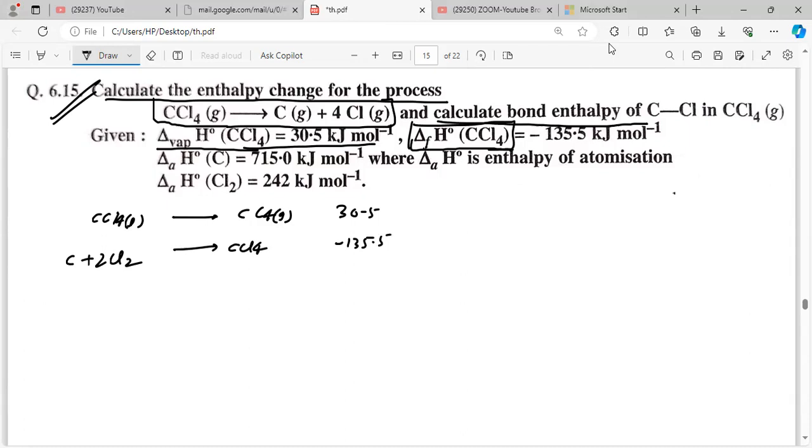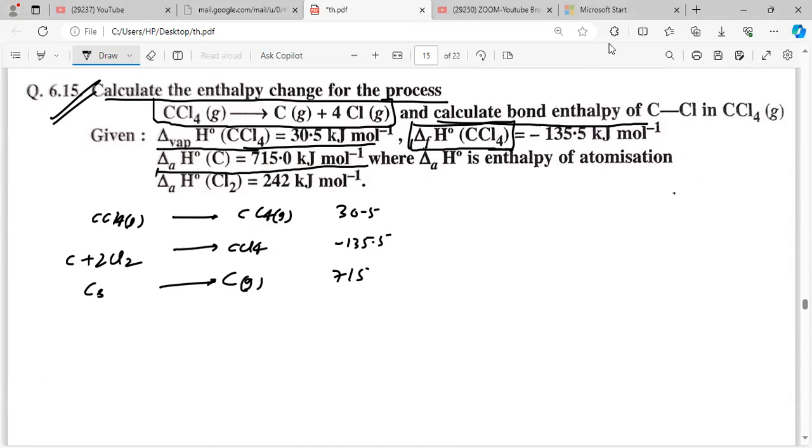135.5. This is the enthalpy of atomization of carbon. Enthalpy of atomization, so carbon solid is converting into carbon gas. So this is 715. Last one is there. Any other points?